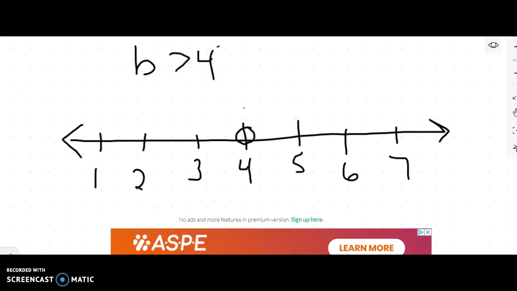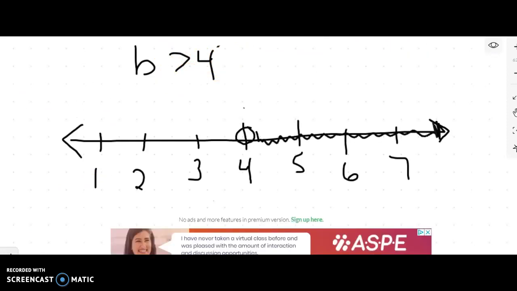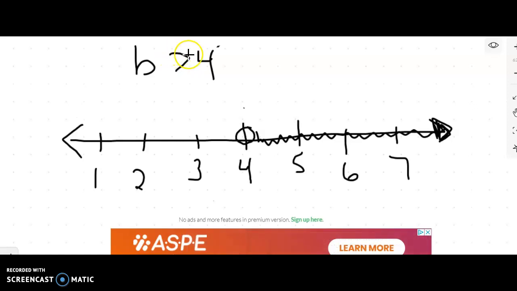Okay, so now it says B is greater than 4, so any number greater than 4 would work here. So we're just going to shade to the right. Also, again, if you look at our inequality here as an arrow, it is pointing towards the right side, therefore you know that you can shade it to the right.